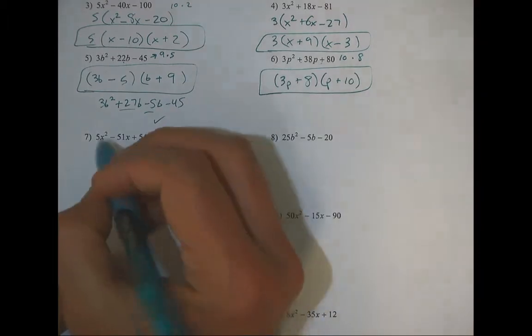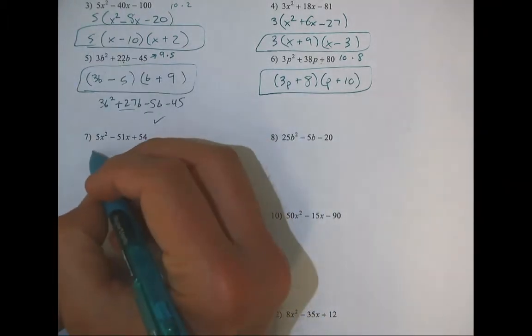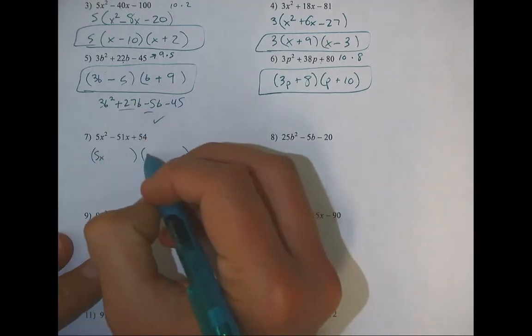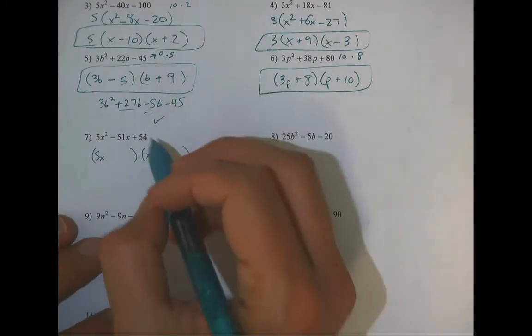Okay, number 7. 5 is my leading coefficient. I cannot factor it out individually, so I am splitting this. 5 is a nice number. It's prime. No factors besides 1 and itself, so that's what it's going to look like.